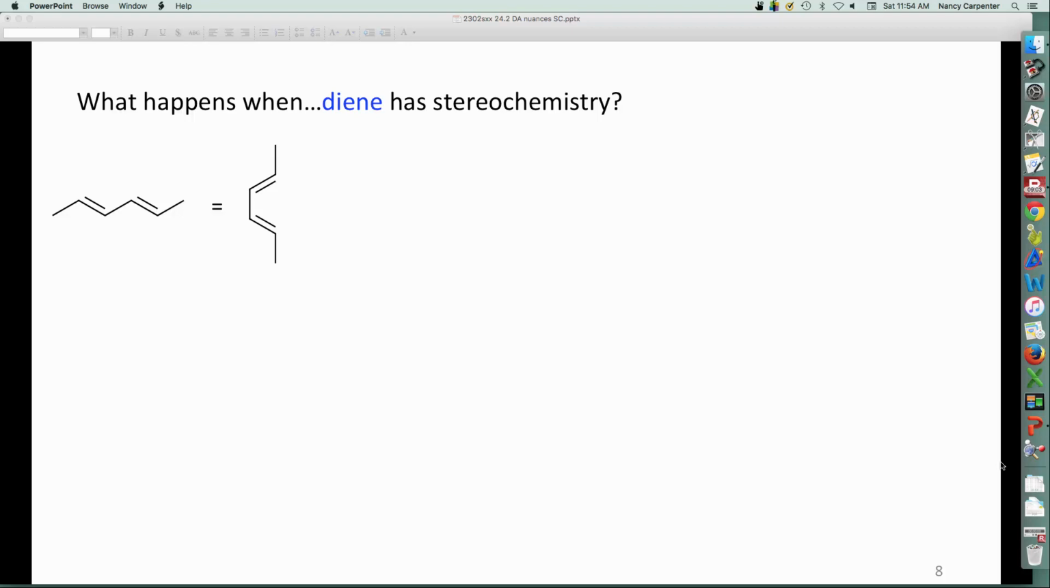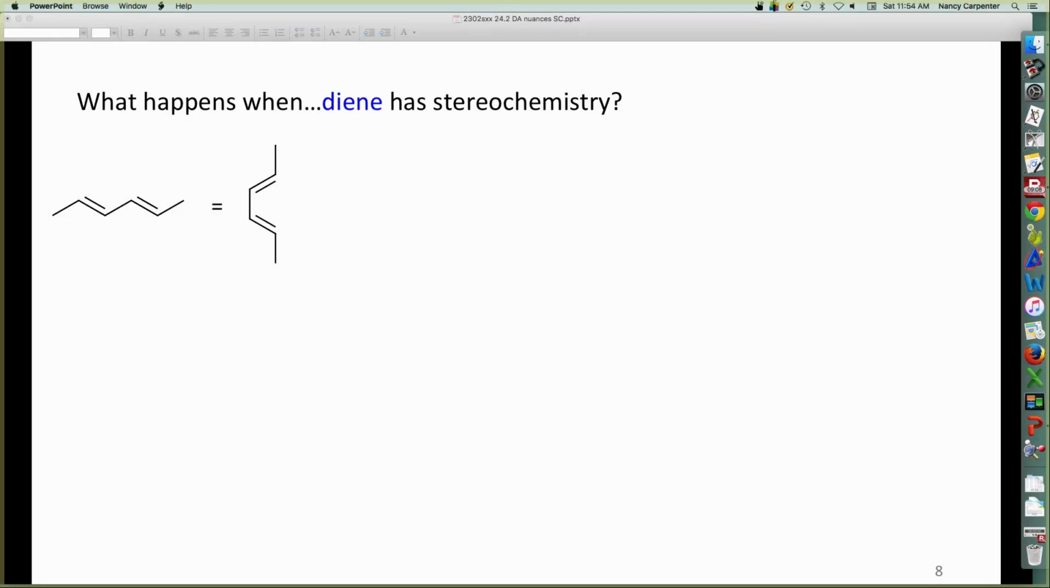All right, what happens when it's the diene that has stereochemistry? So here is an example of a diene that has stereochemistry. We have the E alkene geometry in this diene. What you want to do in this case is take yourself a little lasso and lasso those two hydrogens together. Okay, so those guys are going to stay constantly tied together as the Diels-Alder takes place.